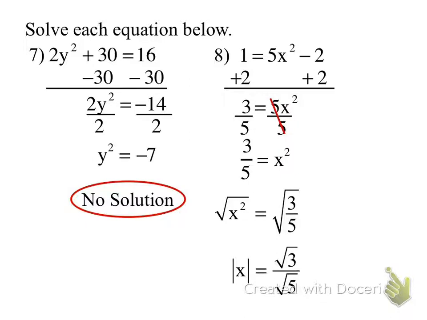Am I allowed to stay like that? Why? Oh, because there's a rad in the denominator. There's a rad in the denominator. We've got to get rid of it. So I'm going to be multiplying by rad 5 over rad 5. So that will make it, what will it make it? Rad 15 over 5.